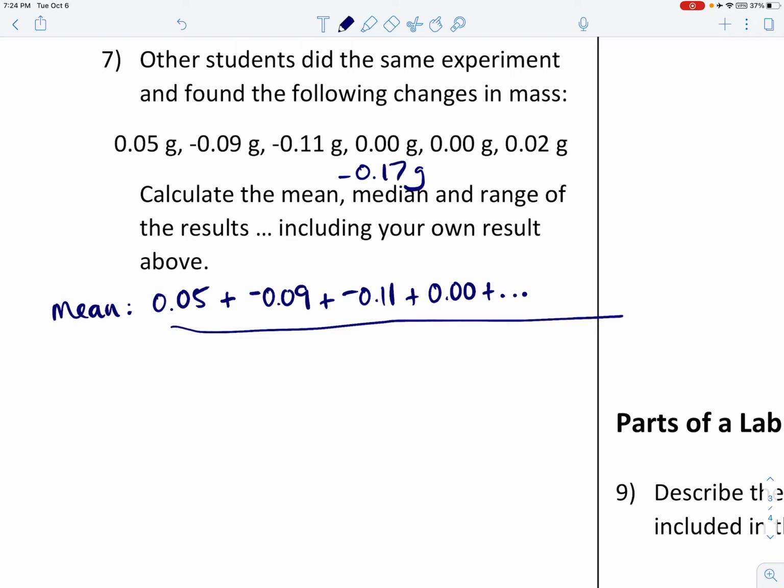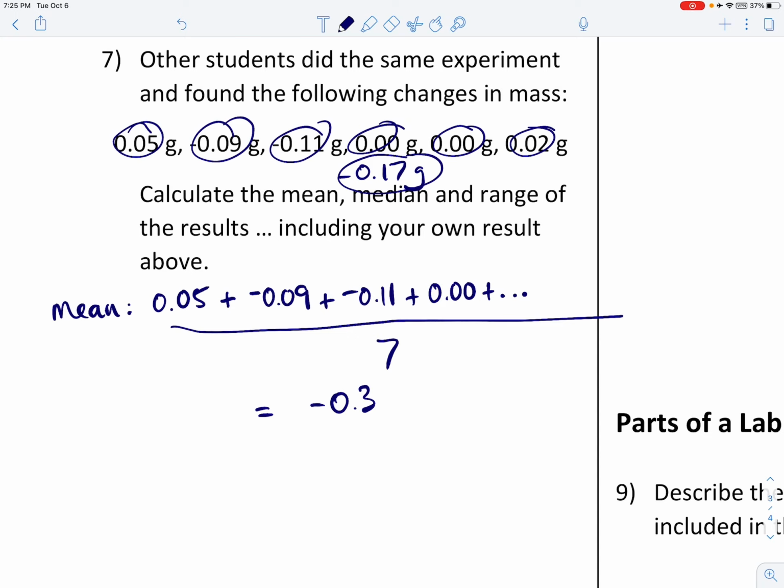I'm adding all my numbers together, and then you divide by how many numbers we added together. So there were 1, 2, 3, 4, 5, 6, 7 numbers in all, so we divide by 7. Let's do that on your calculator. Don't forget the negative symbols. 0.05 plus negative 0.09 plus negative 0.11 plus 0 plus another 0 plus 0.02 positive plus negative 0.17 equals. My calculator says negative 0.3.